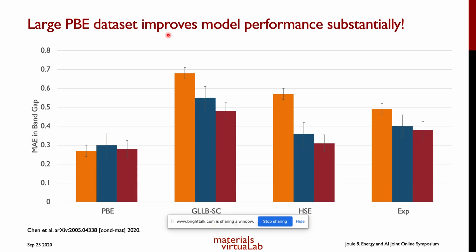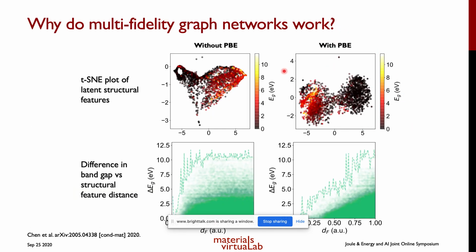And what we found was that when we build such large multi-fidelity models, we can significantly improve the prediction of our high-value GLLB-SC, HSE, and experimental data. If you look at the 1 fidelity compared to the 2 fidelity compared to the 4 fidelity models, you can see that our MAE significantly decreases when we use the multi-fidelity approach. The reason why this works is that when we incorporate the large PBE dataset, we significantly improve the latent structural features and the separation of our predicted properties in the latent space of the structural features.